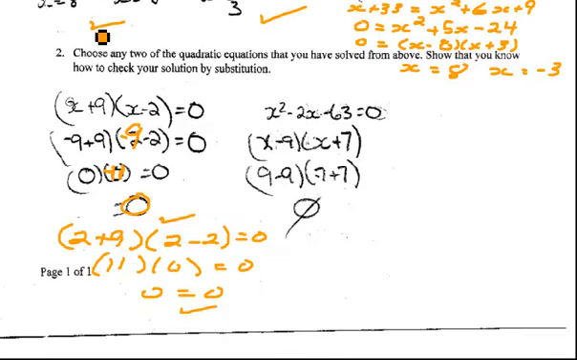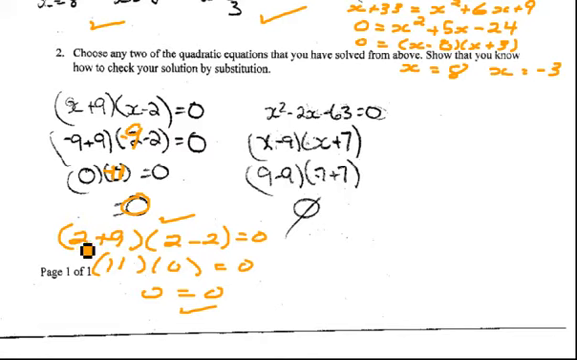The very last question was to choose any of the two and solve them. So in this case, you used x plus 9 and x minus 2 equals 0. And our answers were minus 9. So you put minus 9 in for both the x's all the way through, and you would have 0 times negative 11, which is 0, so that's correct.